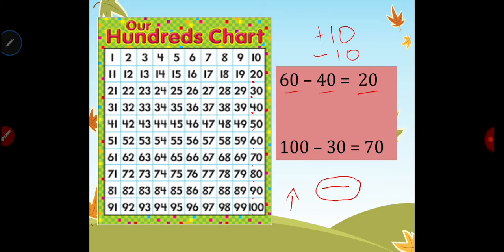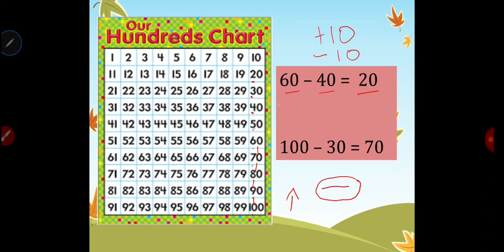Let's start on 100. When you move up, it means you minus 10. There you stop on the number 90. And then when you move up again, you can see 80. Why? Because from 90, you take away 10. When you move up again, you take away 10. So from 80, take away 10, you can see 70. When you move up again, you can see 60.